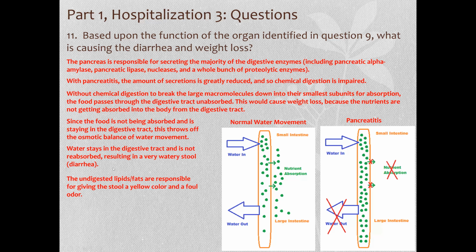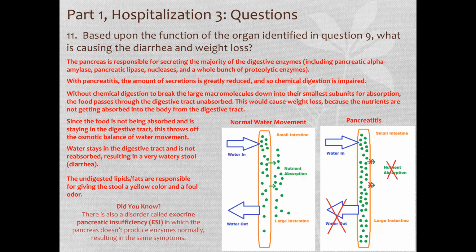The undigested lipids and fats, again, nothing is being digested, so nothing can be absorbed, is what is responsible for giving the stool a yellow color and a foul odor. And did you know there is also a disorder called exocrine pancreatic insufficiency, or EPI, in which the pancreas doesn't produce enzymes normally, and you would have the same symptoms of diarrhea and weight loss.